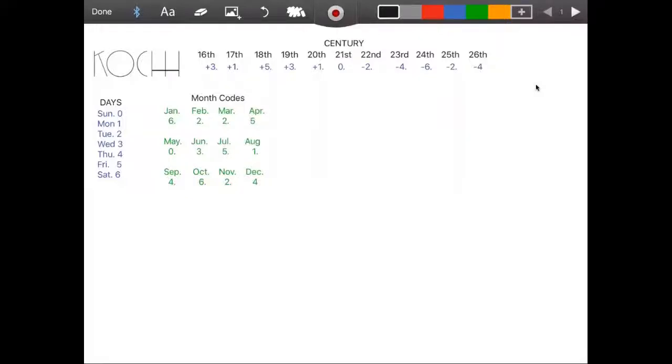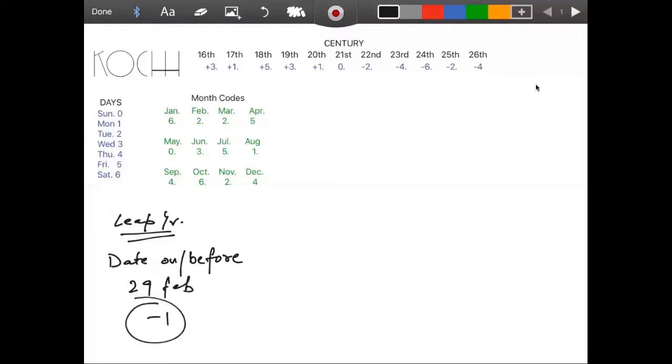First I'll tell you about the leap year case. So in a leap year, if the date is on or before 29 Feb, then we subtract 1. Otherwise, we'll take it as a normal year.